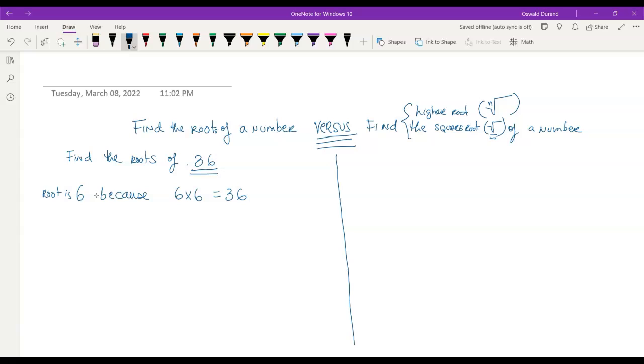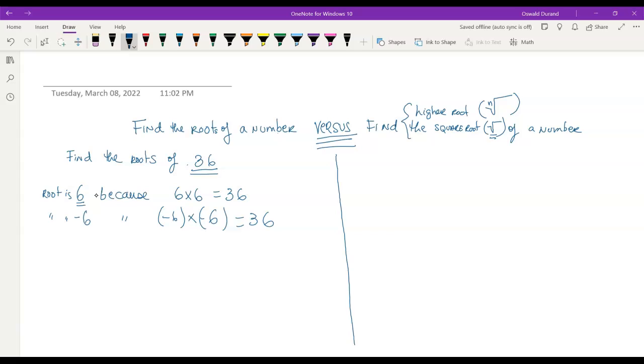However, when we talk about the roots, we're also talking about the negative part, right? Because the root, if it's -6, we say the root is -6 because -6 times -6 is also equal to 36. Okay?